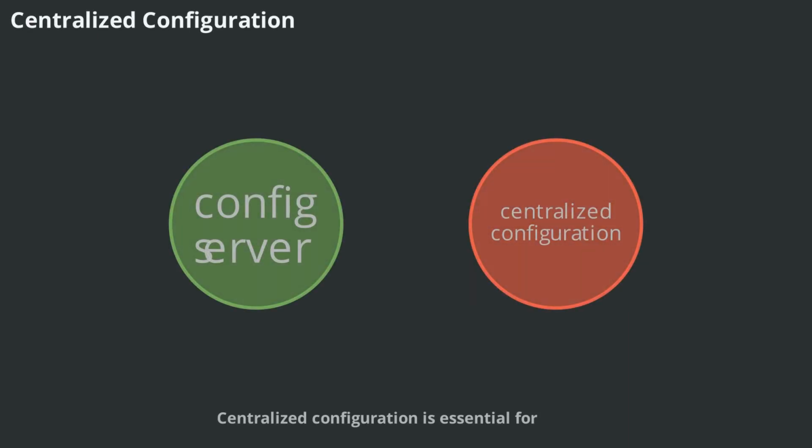Centralized configuration is essential for managing settings across multiple microservices. Spring Cloud Config Server provides a way to store and serve configuration properties from a central location. This approach simplifies updates and ensures consistency, especially in large-scale environments. Interview questions may focus on how centralized configuration helps with version control, rollback, and environment-specific settings. Understanding this concept is key to designing maintainable and scalable microservices systems.